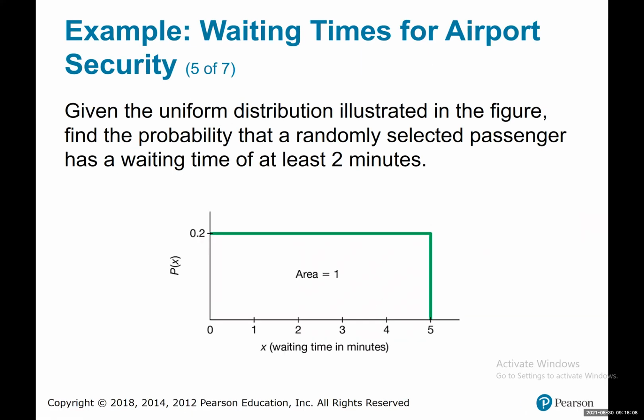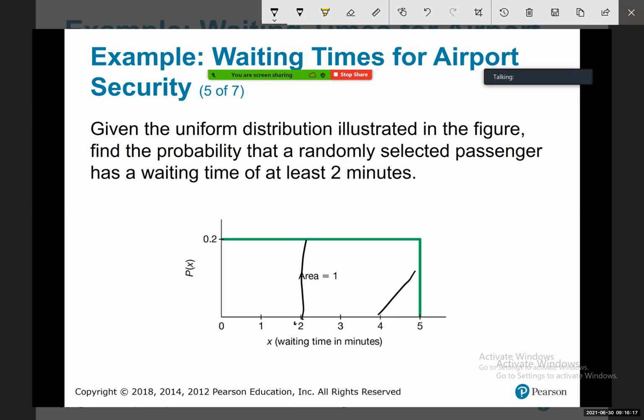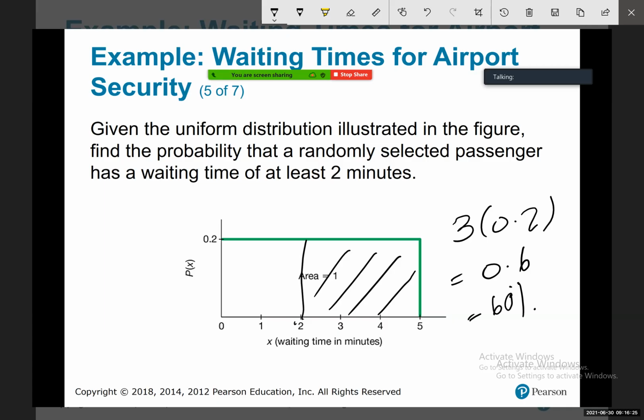0.6 is the probability, so it's 60%. Again, 3 times 0.2 is 0.6, which is 60%. So the probability of waiting at least 2 minutes is 0.6, which is equivalent to 60%.